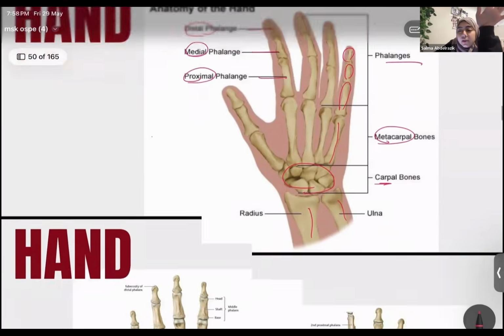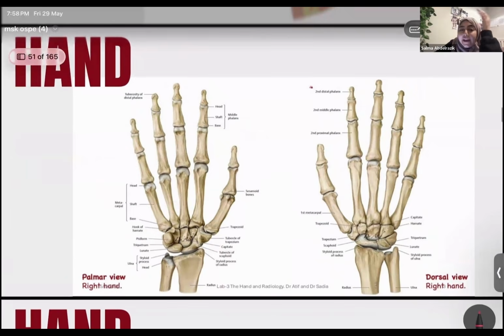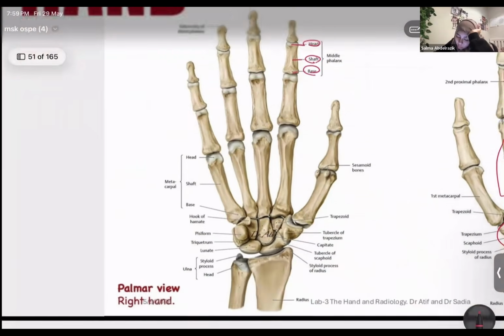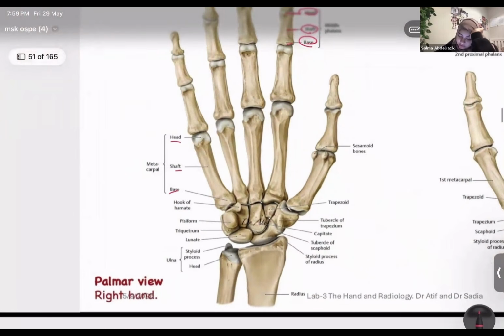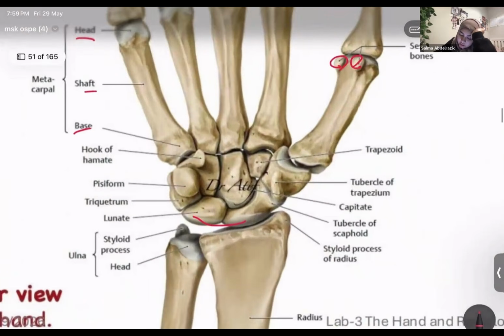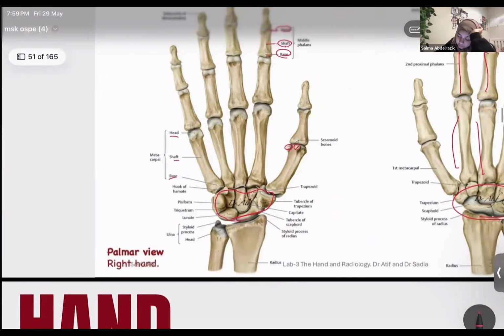Seems pretty easy, right? Up until it's a picture from your lecture. We said the same thing. So this is the carpals, metacarpals, proximal, medial or middle, and distal. Same with here. Each phalanx has a head, a shaft, and a base. The metacarpal has a head, shaft, and base as well. And then there are sesamoid bones in your thumb. Then these are the carpals. You need to know them all.